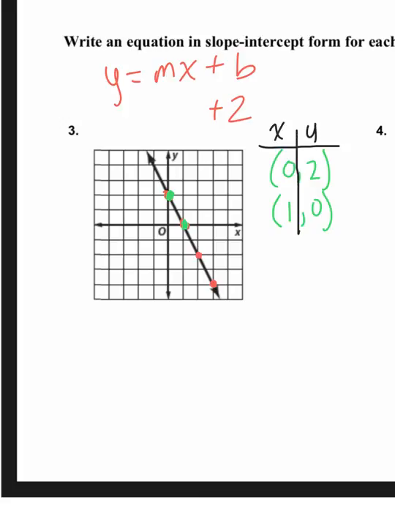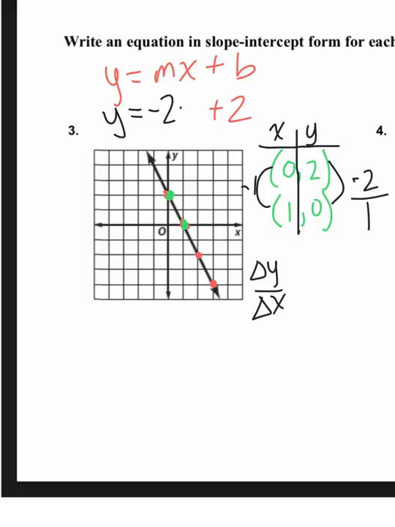An x and y. And now that we have an x and y table, can we find the change in y over the change in x? How much did the y change by? From 2 to 0? -2. Minus 2. How much did the x change by? Plus 1, right? So our change in y is a -2. Our change in x is 1. So what's our rate of change here? -2. So it's y equals -2x plus 2.